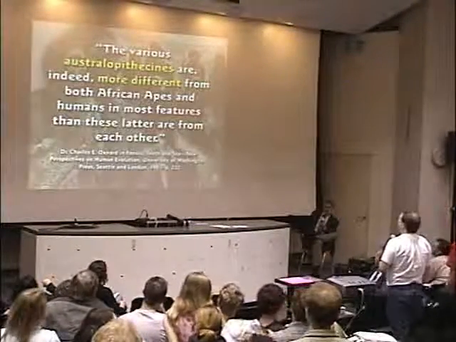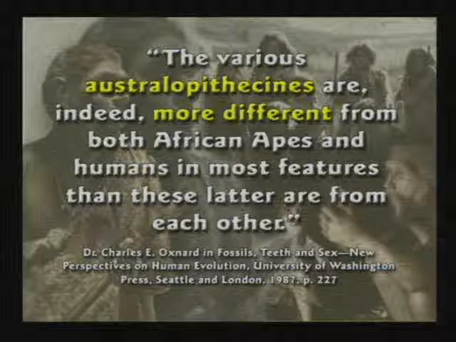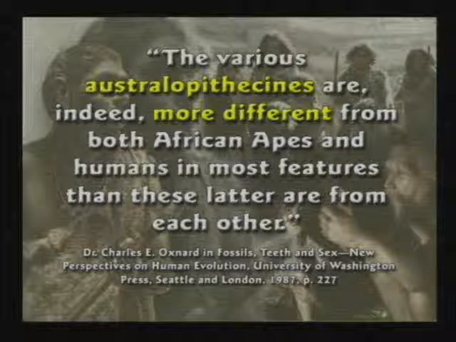Charles Oxnard studied Lucy with a computer multivariate analysis. He measured every bone, the length, the width, the height, the density, the circumference, did a comparison, and he said the various australopithecines are indeed more different from both African apes and humans in most features than the latter are from each other. He said it's not a missing link.